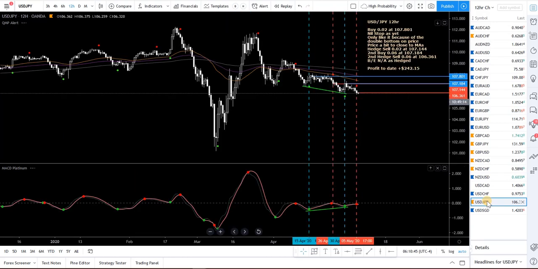USD Japanese yen, this thing's going sideways or just meandering. A new sell signal. It's not a valid sell signal. All it is is a second hedge sell. As you can see on my notes here, second hedge sell, break even N/A as overall hedged. This thing is going flat and hugging the MACD Platinum. It's just not really breaking out in any direction. And normally I like the USD Japanese yen, but it's doing it tough at the moment. But I digress.